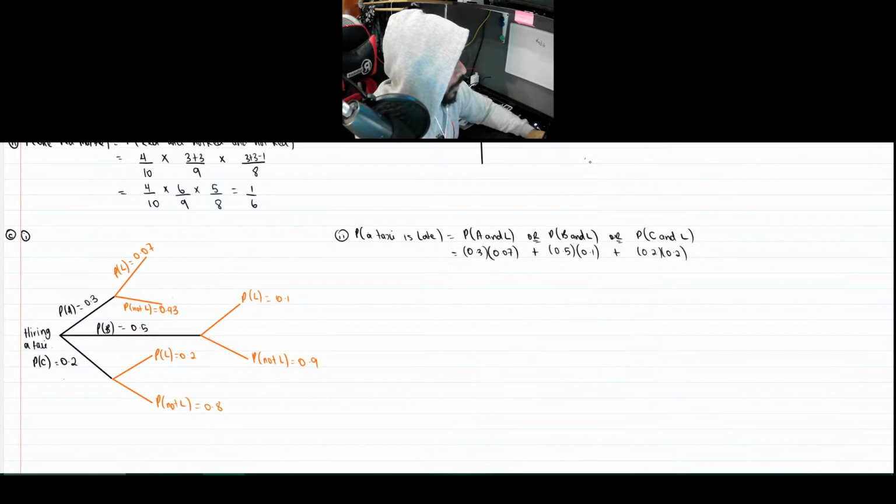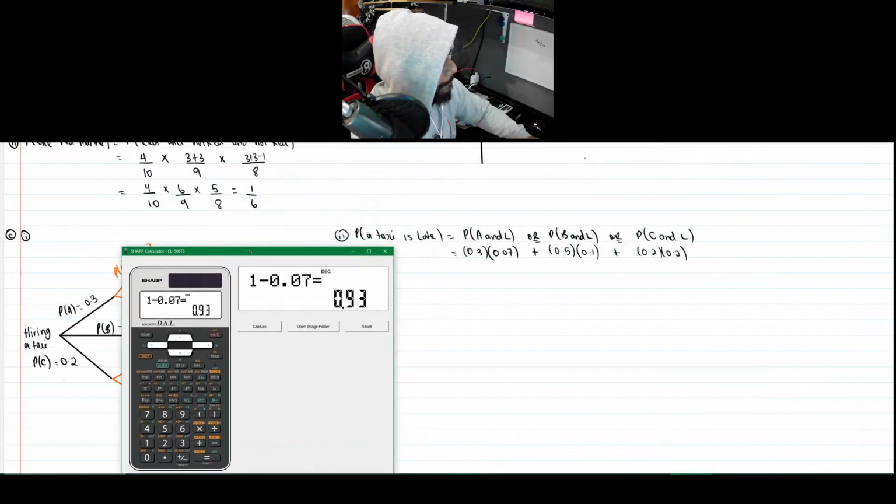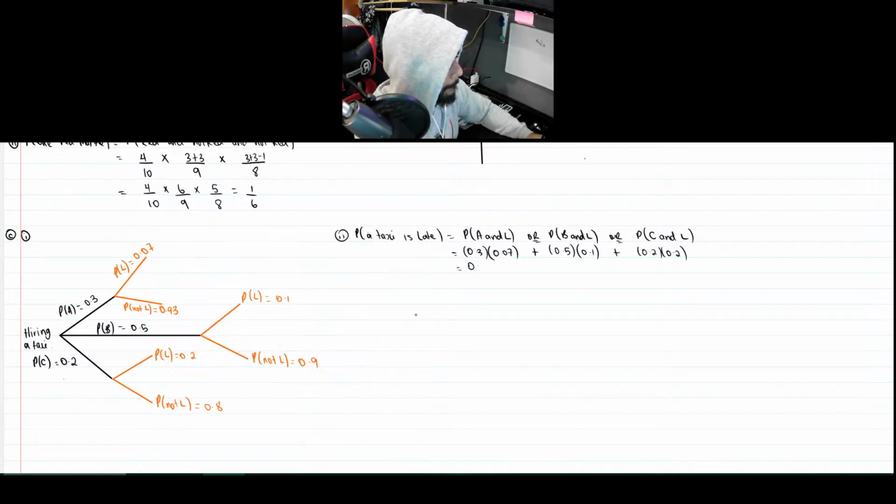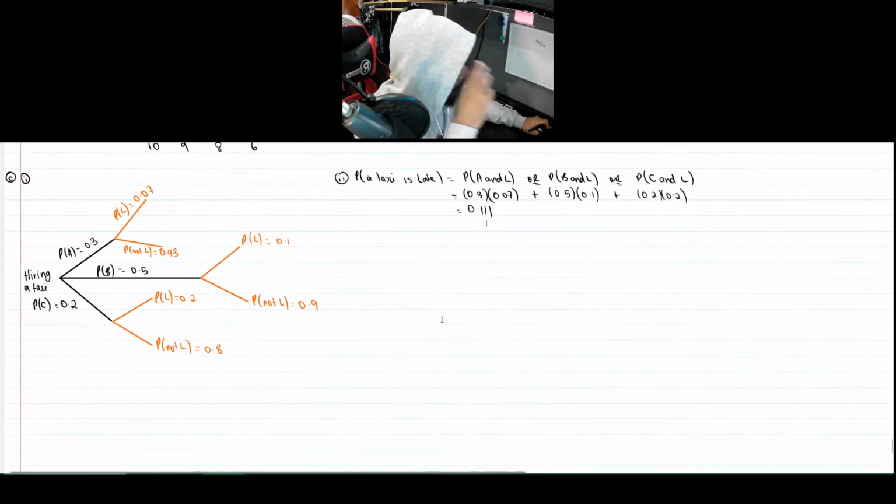Using my handy calculator: 0.3 by 0.07 plus 0.5 by 0.1 plus 0.2 by 0.2 gives 0.111. That's the probability that a taxi will be late.